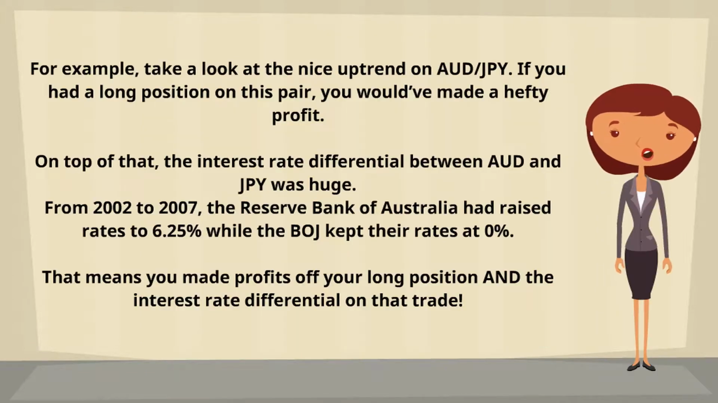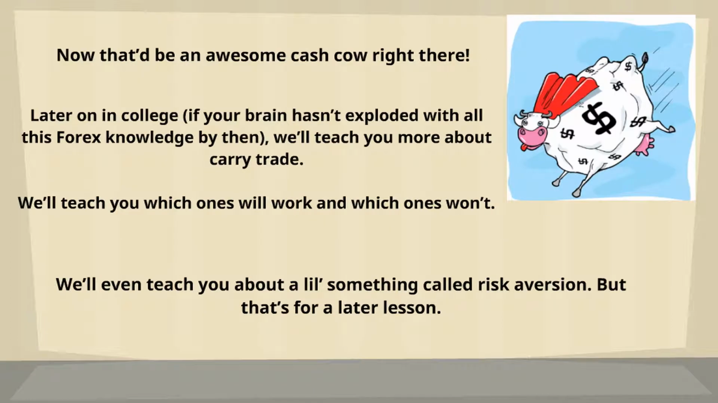For example, take a look at the nice uptrend on Australian dollar to Japanese yen. If you had a long position on this pair, you would have made a hefty profit. On top of that, the interest rate differential between AUD and JPY was huge. From 2002 to 2007, the Reserve Bank of Australia had raised rates to 6.25% while the BOJ kept their rates at 0%. That means you made profits off your long position and the interest rate differential on that trade. Now that'd be an awesome cash cow right there.